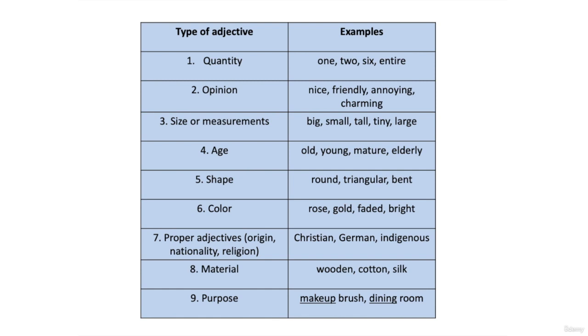Next, by shape. Round, triangular, bent. Color. Rose, gold, faded, bright. Proper adjectives like origin, nationality, and religion. For example, Christian, German, indigenous. Next, by material: wooden, cotton, silk. And finally, by purpose: makeup brush, dining room.